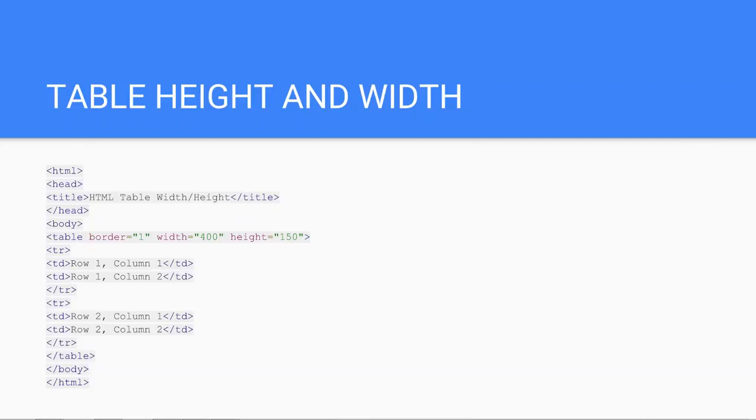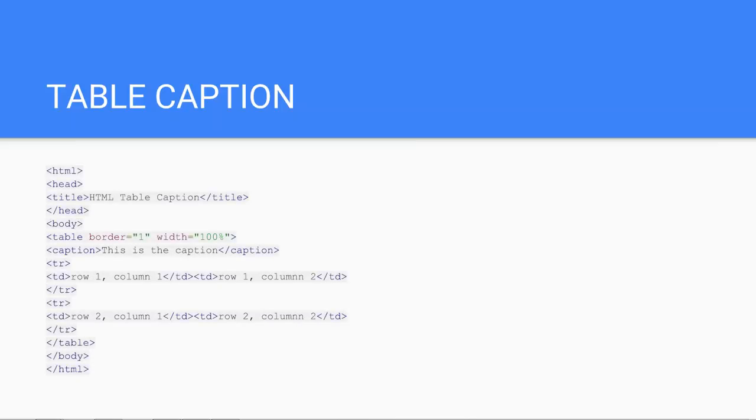And the next topic is the table caption. The caption tag will serve as a title or explanation for the table, and it shows up at the top of the table. The tag is deprecated in newer versions of HTML and XHTML, but still we are going to have a look at an example to understand it better.